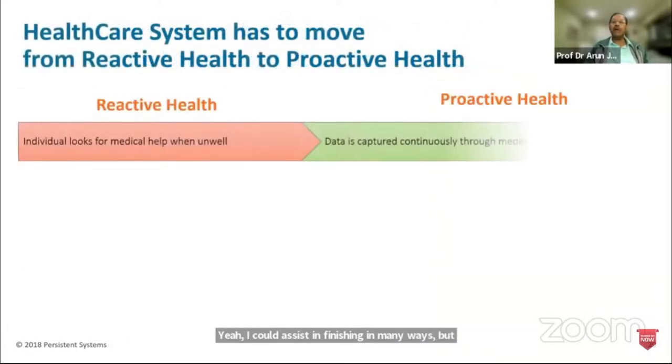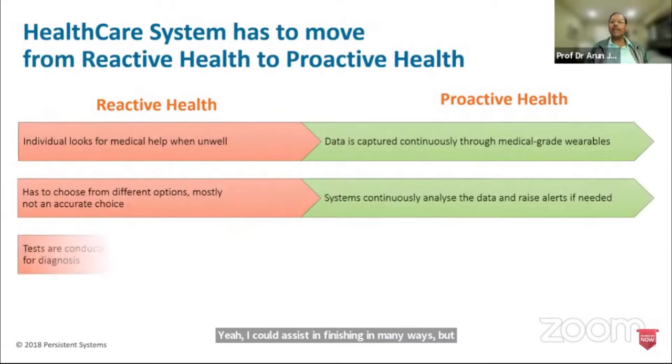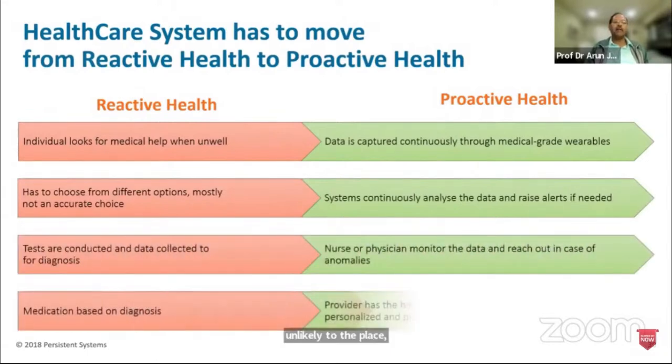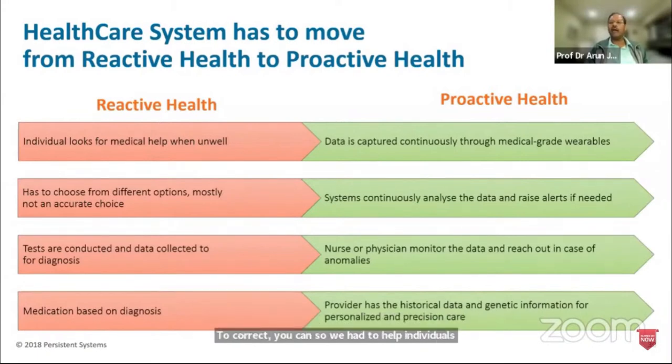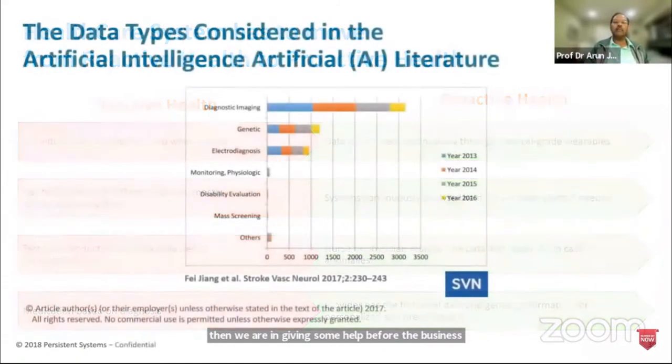The healthcare system has to travel from what is called reactive health to proactive health. In reactive health, individuals look for medical help when they are unwell. Whereas in proactive health, with wearables and IoT, the data is captured continuously with medical-grade wearables. And then you are going to find out when the patient is going to be sick, and then give some help before the disease occurs. I think this proactive health is only possible with AI.